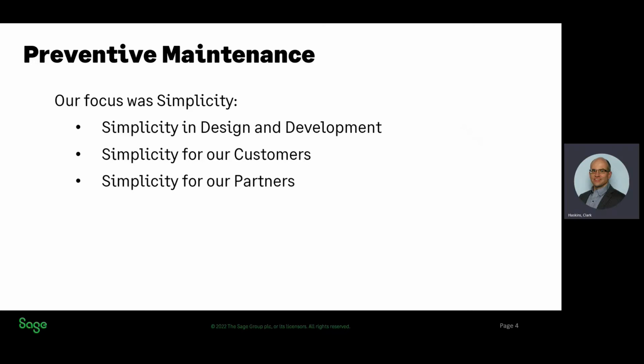The next focus was simplicity for our customers. By utilizing similar functionality to X3 manufacturing, the customer experience is simplified for training purposes, for internal cross-training, and by using similar processes like material issue and replenishment, tracking, and costing. To provide simplicity for our partners, by utilizing similar functionality, preventive maintenance does not add complication to the implementation of Sage X3.